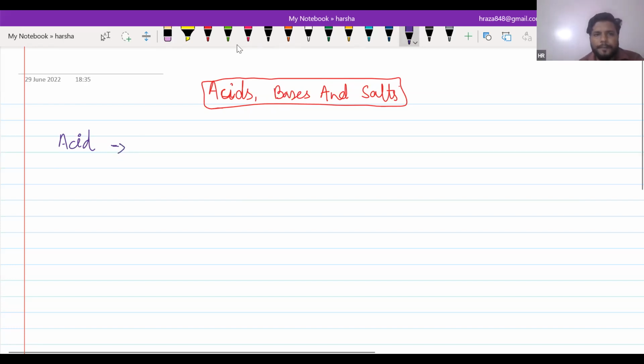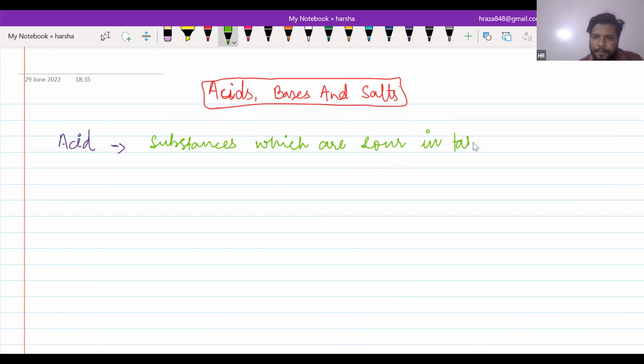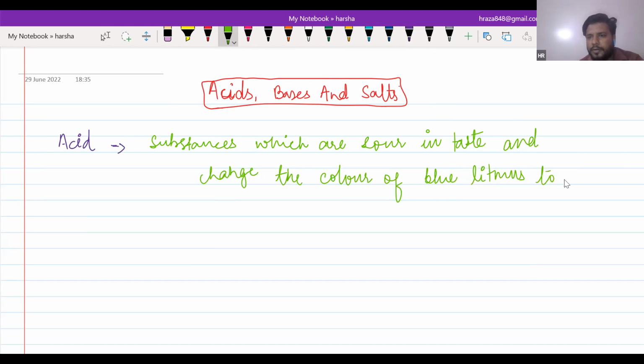So see, I'm going to define acid. Substances which are sour in taste and change blue litmus to red. So basically, an acid is a substance which changes the color of blue litmus to red. That is called acid. Or we can also define it this way: if we test a substance and it is sour in taste, then it will be acid. Okay, is that clear? Yes, sir.